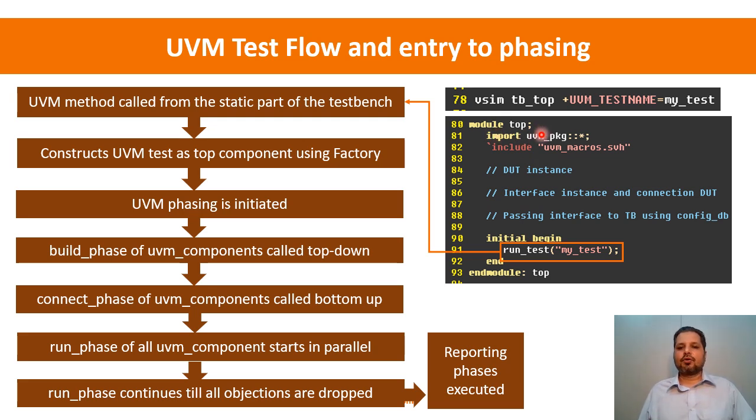And once we do this, then let's look at what happens in the testbench source code. So we have module top, we are importing the UVM package, we are including UVM macros, and then in the initial begin and end at some place in your testbench top, you would be calling run_test.